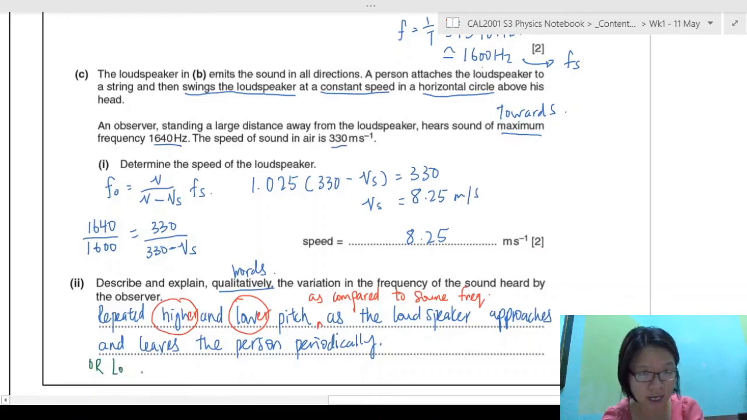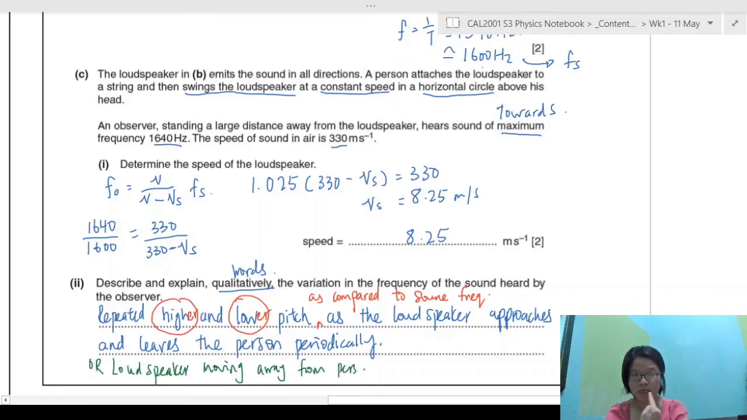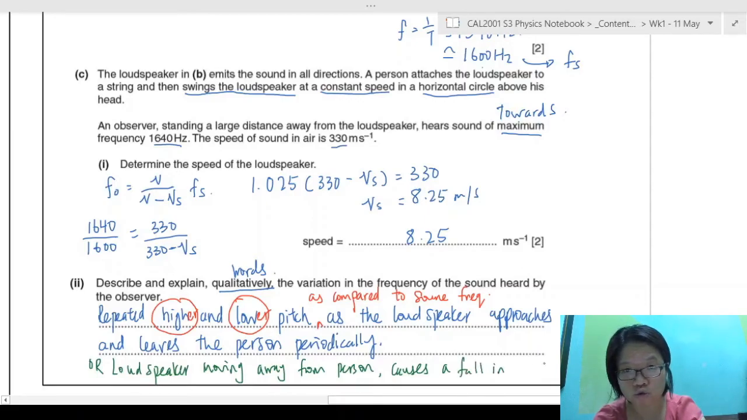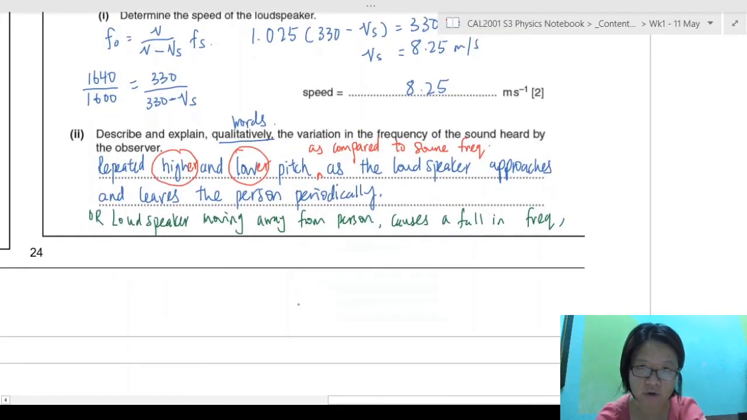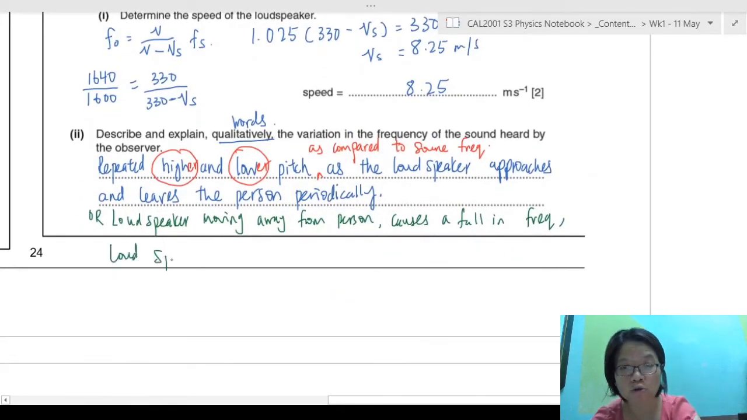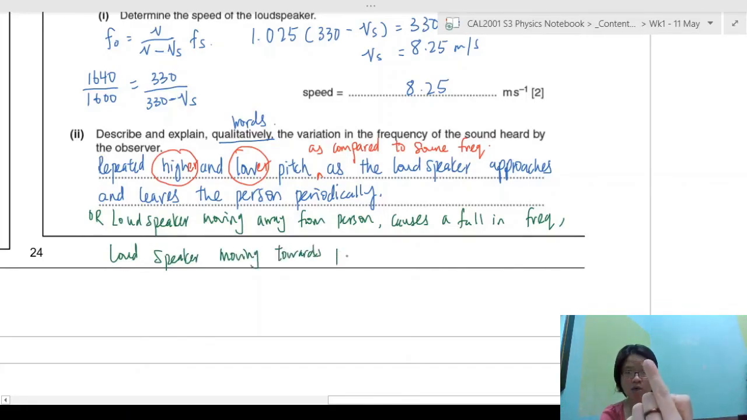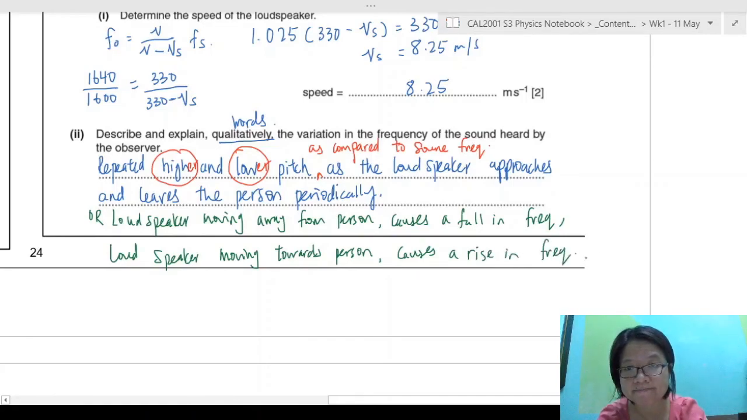You can say that the loudspeaker, when it's moving away from the person, so you stretch out the wave, this causes the frequency to drop, or a fall in frequency, or a decrease in frequency. But you also must say two sides: move away, frequency drop; move towards, frequency rise or frequency increase. So this causes a rise in frequency.